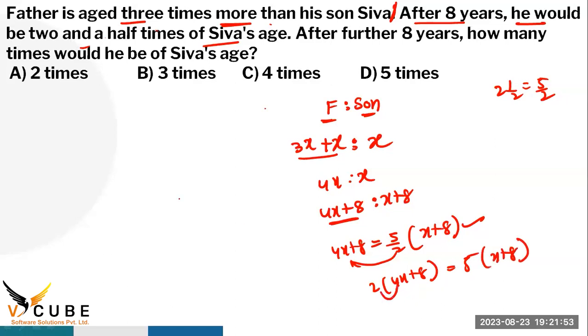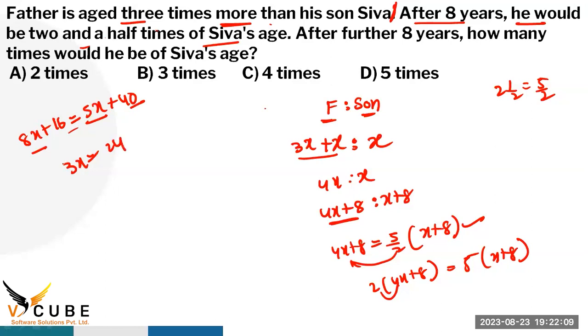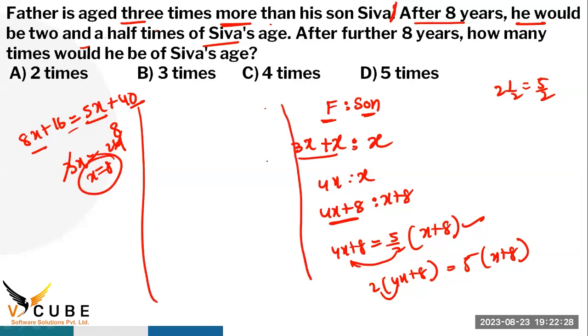Let me calculate. 2 4s are 8x, and 2 8s are 16, is equal to 5 into x, 5x, and 5 8s are 40. Bringing the x value to one side, 8x minus 5x is 3x, and 40 minus 16 is 24. So 3x equals 24, and 3 eights are 24. Father is 4x; with x value 8, 4 eights are 32.